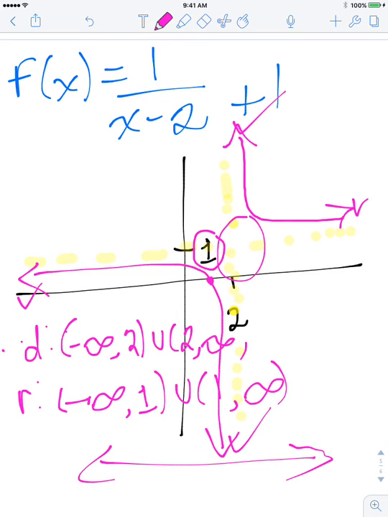These two lines, these margins, are called asymptotes, and we're going to discuss this later in the course.